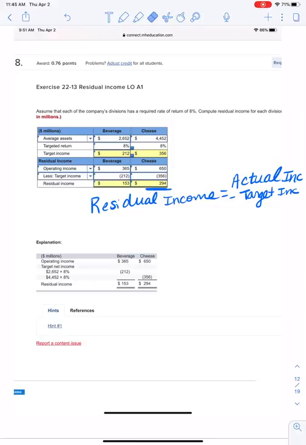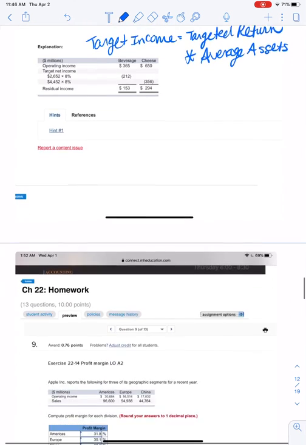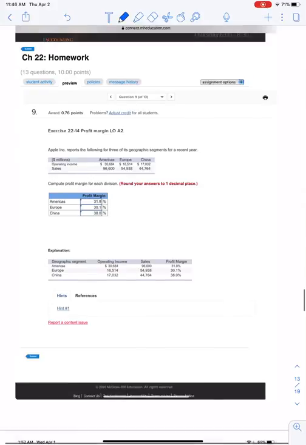Some formulas we haven't seen before, but hopefully now that we've talked about it, they make a little bit of sense. So the only one I didn't write down so far is the formula for target income, which equals targeted return times your average assets. Okay. And so now we will move on to number 9.